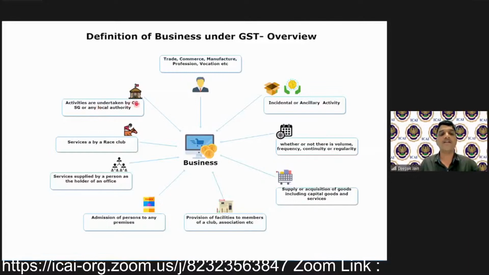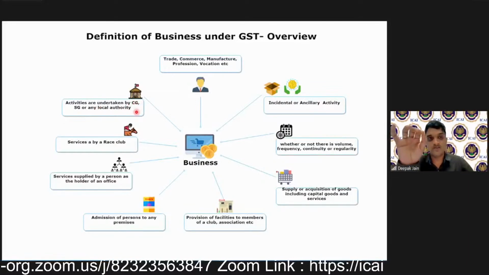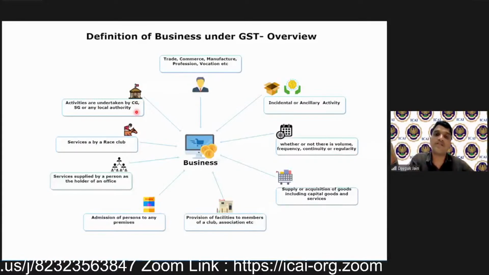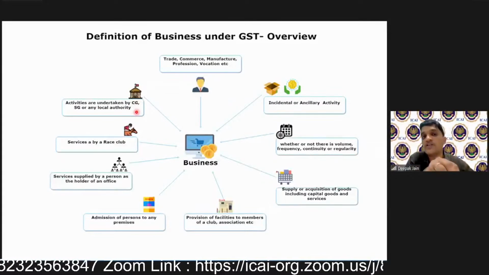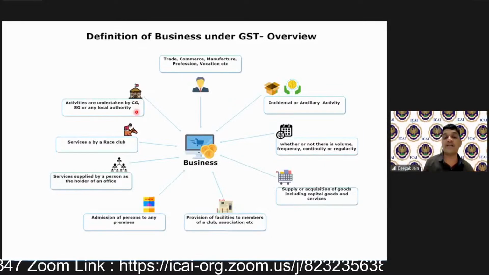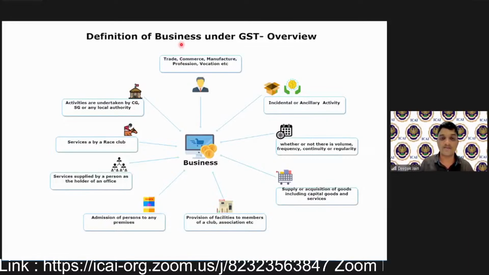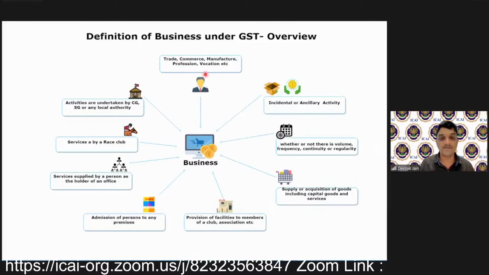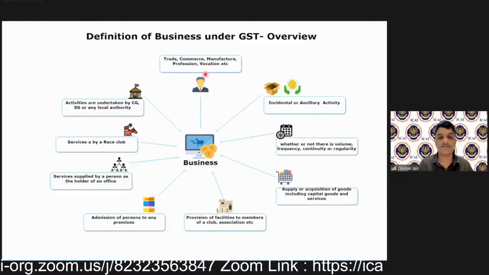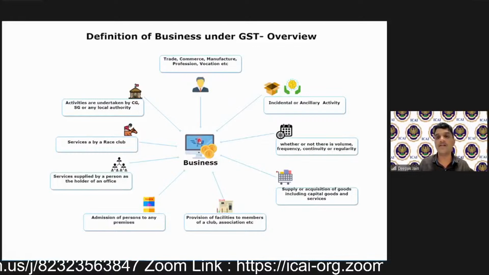Then activities undertaken by central government, state government, or any local authority. So activities undertaken by government are not excluded from the definition of business. They are included in the definition, but GST will not be applicable on that for a second reason, that it is there under the exemption notification. Cool, clear till here?